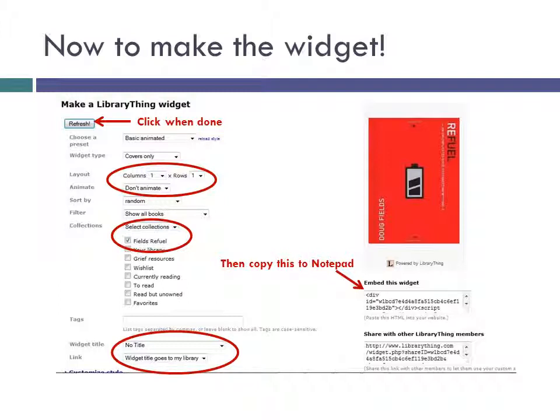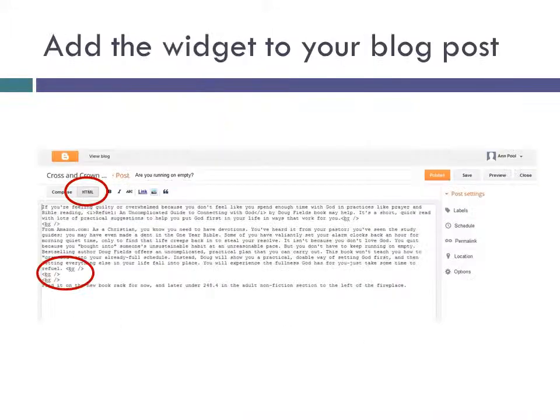Click Refresh after making all the changes and make sure the book cover looks good. You're going to need everything that's in the Embedded This Widget box on the right side of the page. Just copy it all into Notepad for now so you have it handy. Now go back to your blog post and click the HTML button. It should look something like this, with a few BR tags, or BR/ inside angle brackets, where you left room for the blurb.